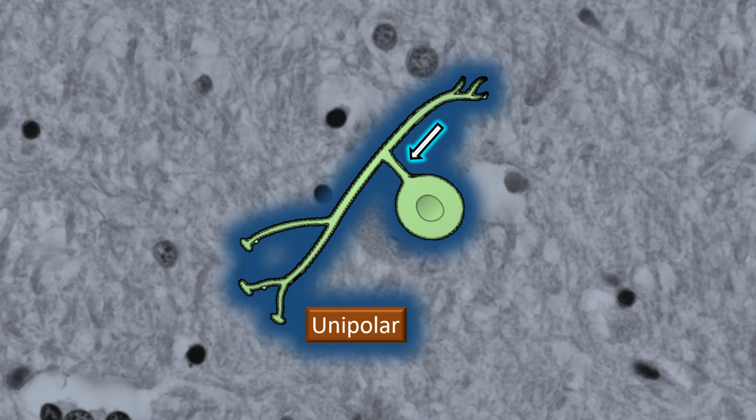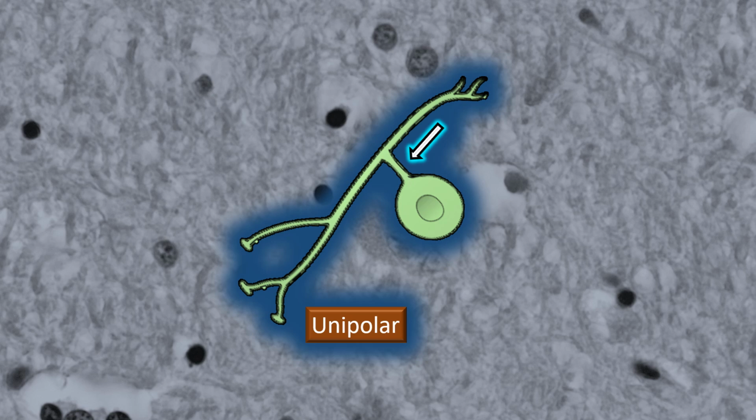But you can see that its variant is a pseudo unipolar cell where that single process branches into two. One branch is the incoming sensory electrical signal. The other one is the outgoing electrical impulse. This kind of a pseudo unipolar cell is best seen in the dorsal root ganglion.